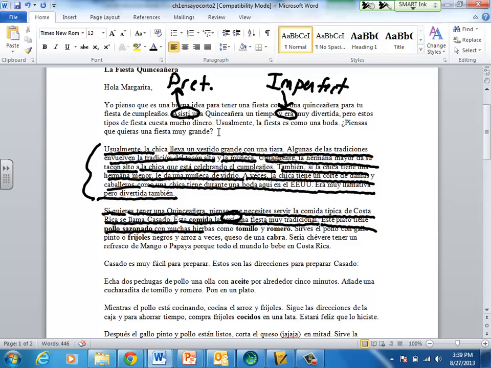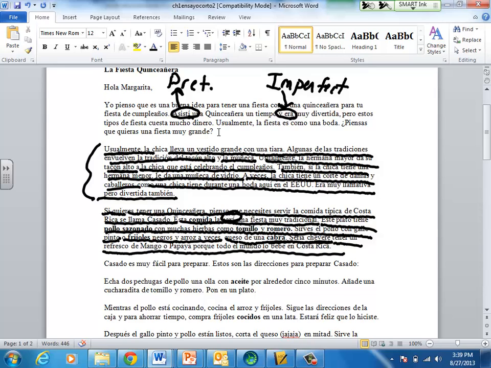This plate has seasoned chicken with many herbs like thyme and rosemary. You serve the chicken with gallo pinto, or black beans and rice sometimes. And also cheese from a goat. It will be cool, or chévere, to have a refresco of mango or papaya because all the world drinks it in Costa Rica. Casado is very easy to prepare.